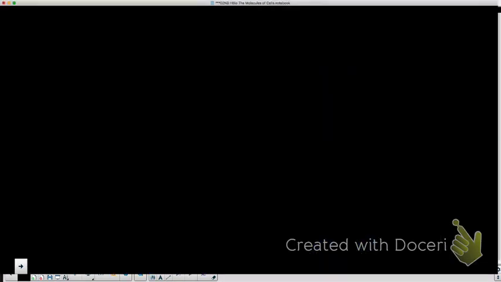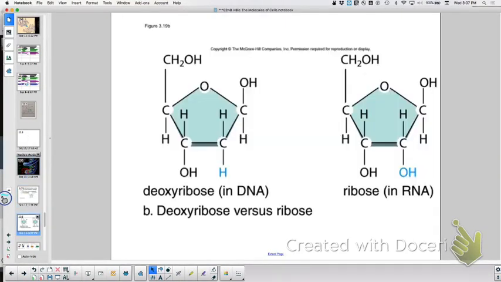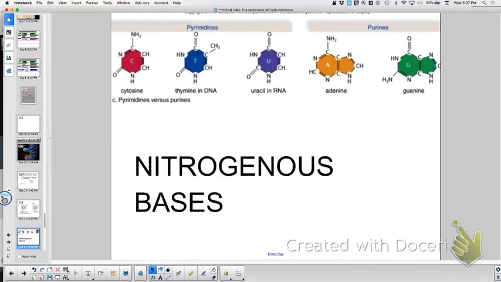If you want to see, yeah, actually. Here's deoxyribose and ribose. Okay? And then here are your different bases. Cytosine, thymine, uracil, remember those were the pyrimidines that only had 1 ring. And then adenine and guanines are the purines.